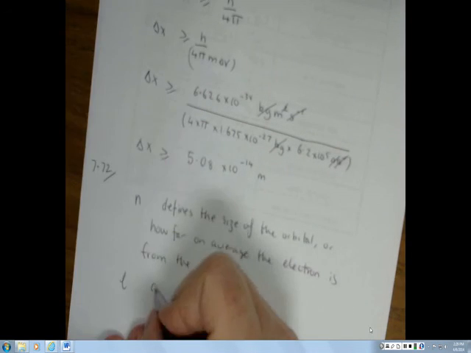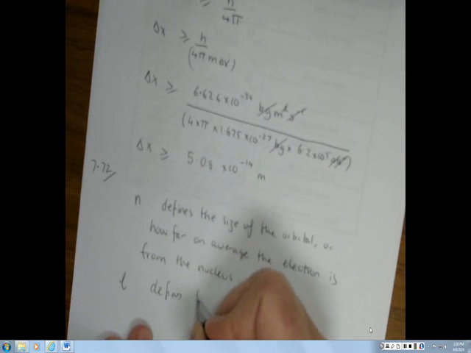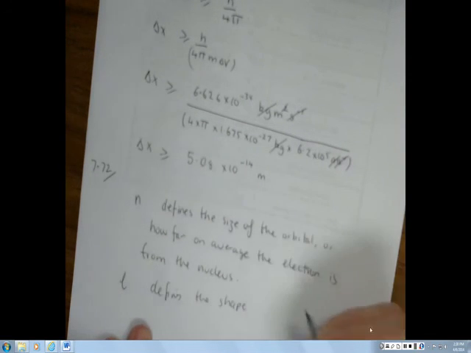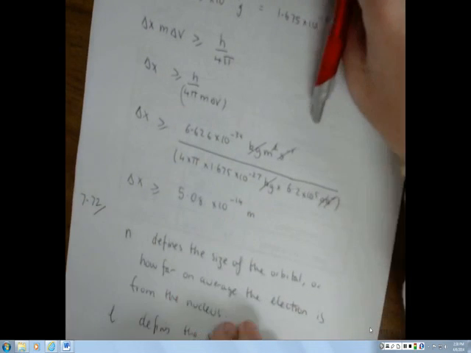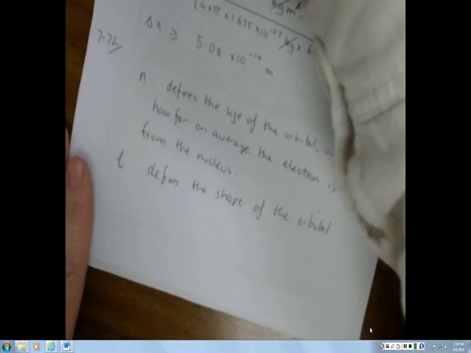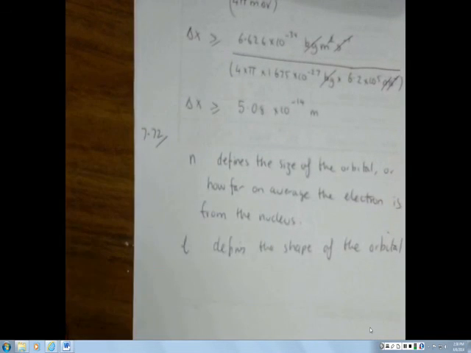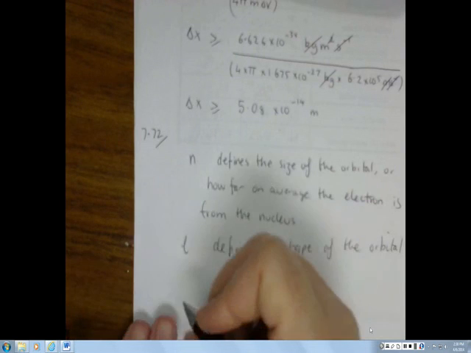L defines the shape of the orbital. So an s orbital, L equals 0, is kind of spherical. A p orbital, which is L equals 1, is kind of a lobe, a teardrop shaped, and then a d orbital has 2 of the lobes, which is L equals 2. Okay, f orbitals have much more complicated shapes.